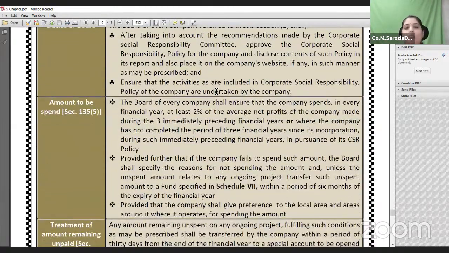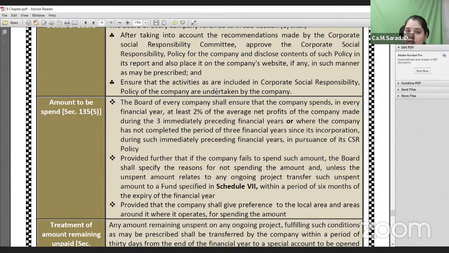Now, how much amount every year do these companies have to spend on CSR activities? The board every year should ensure that they spend at least 2% of the average net profits of the preceding 3 financial years. How much should they spend? At least 2% of the average net profits of the preceding 3 financial years. If the company has not completed 3 financial years, you can generally say the preceding financial year, it should not be less than 2% of the average net profits of the preceding 3 years.